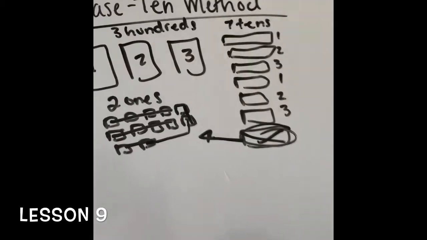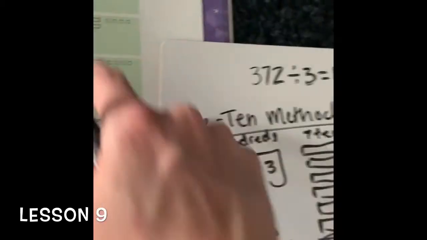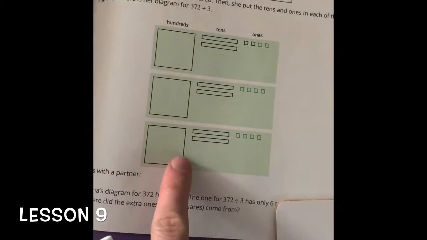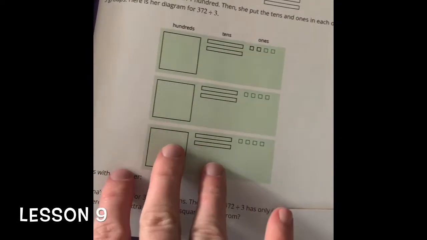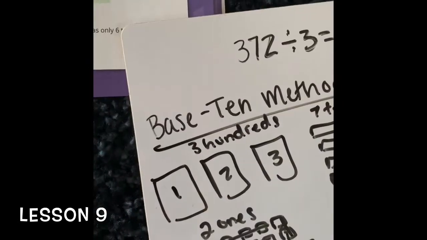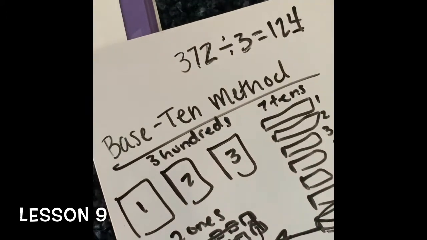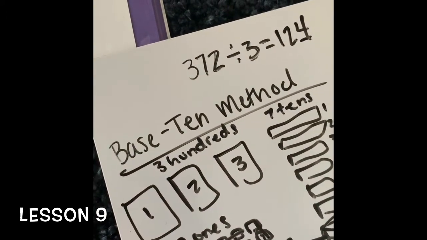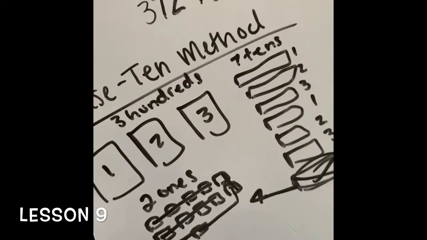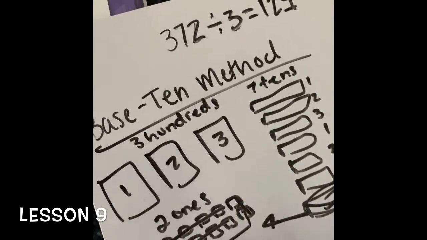So this is a different way to do the base 10 method. If you look in your book, they're doing something similar. However, they're drawing it out into 3 separate groups, unlike me, where I'm just writing 1, 2, and 3. 1, 2, 3, 1, 2, 3. And then with this last group of 1s, I just drew 3 separate lines. So 1 line, 2 line, and 3 line.